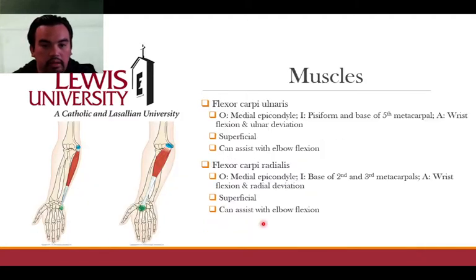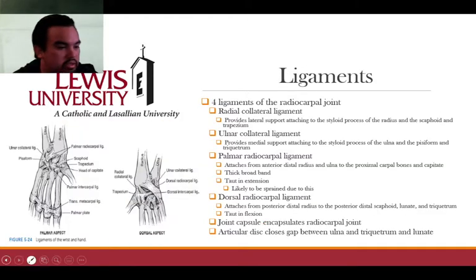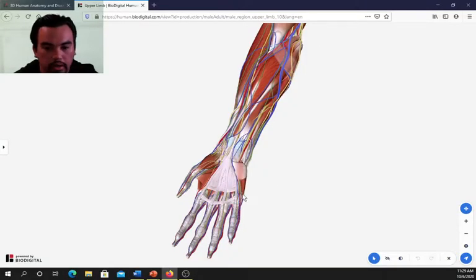What's next? Muscles. So before we dive into the muscles, let's take a look at some of that bony anatomy with our model man here.